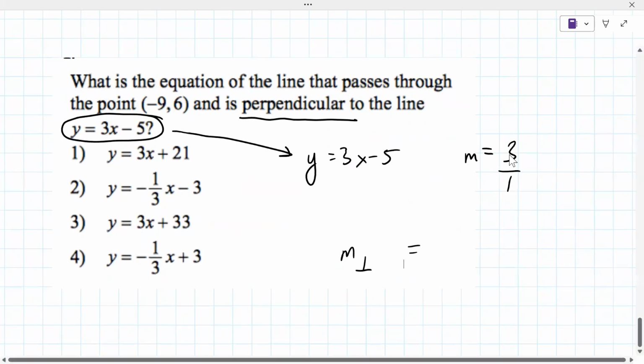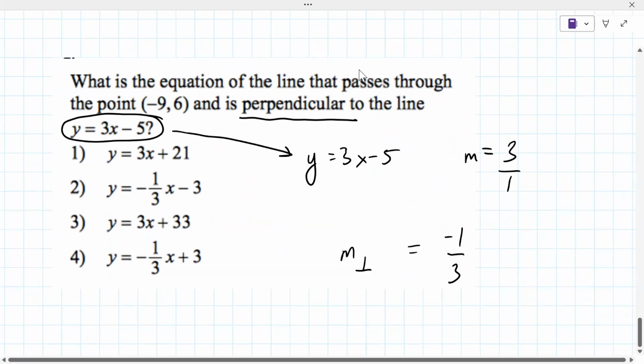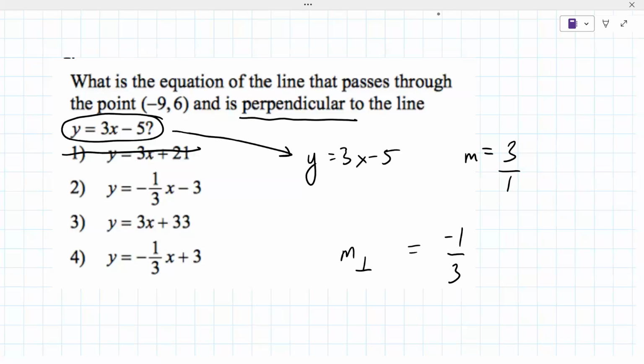You remember what you do to this fraction? Would it be the reverse? Would it be 1/3? You flip it, but then you also negate. Okay, so -1/3. So which of these answers has a slope of -1/3? 2 or 2 and 4.